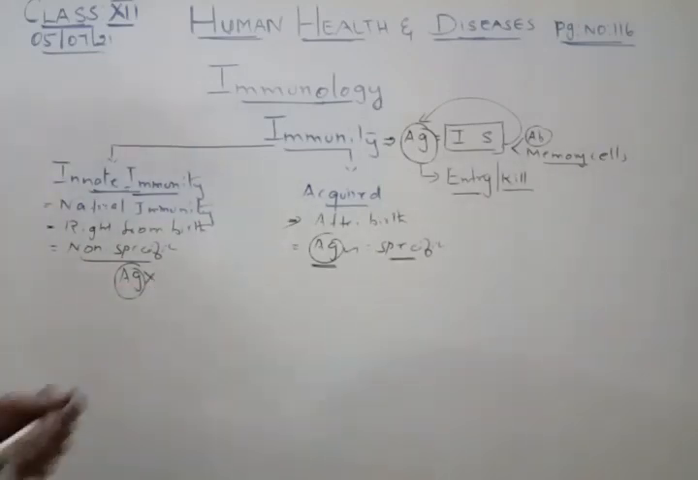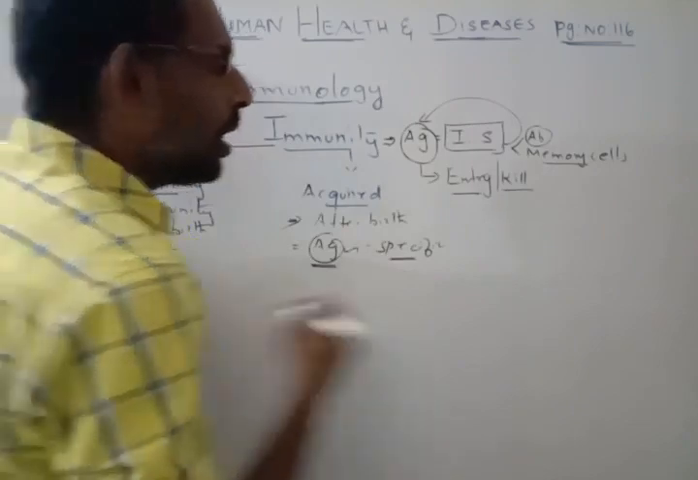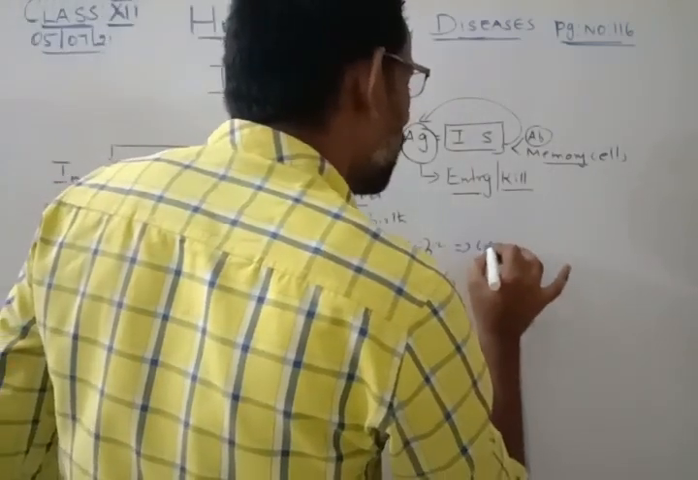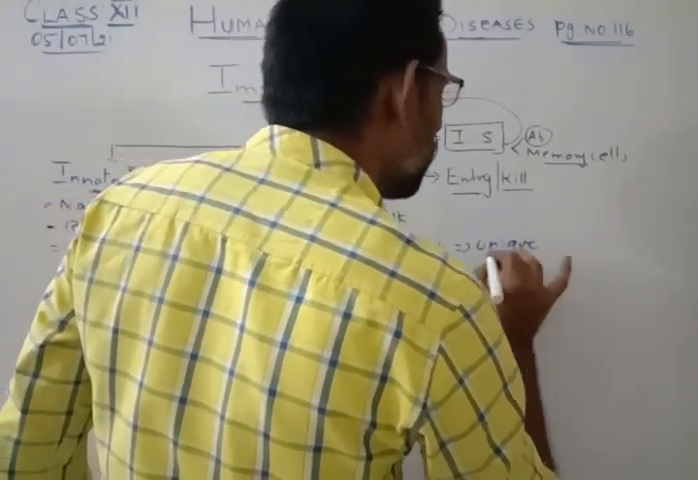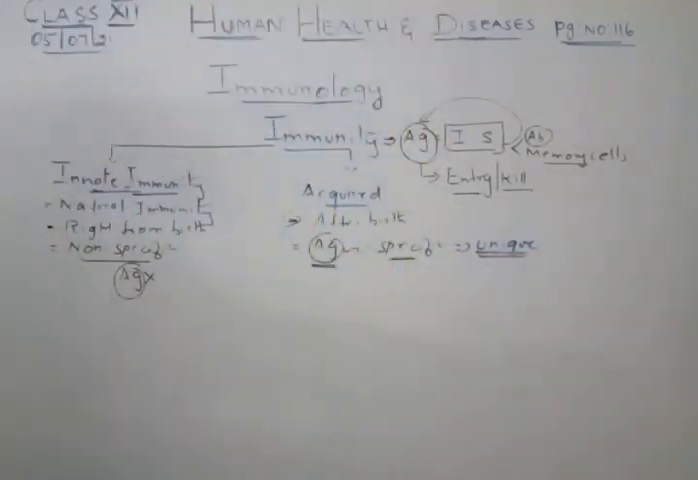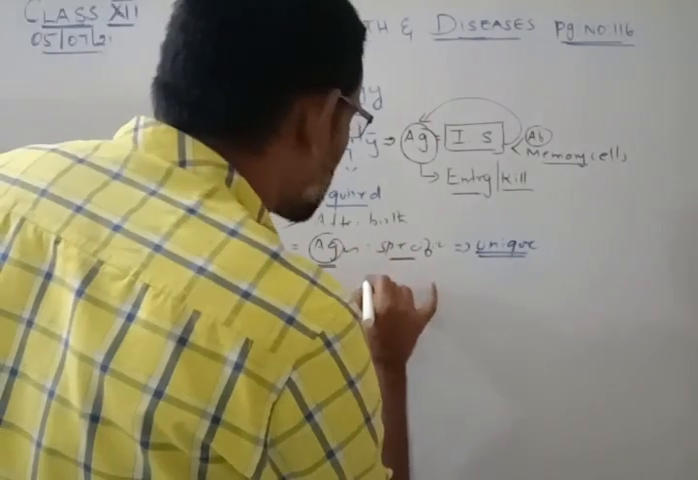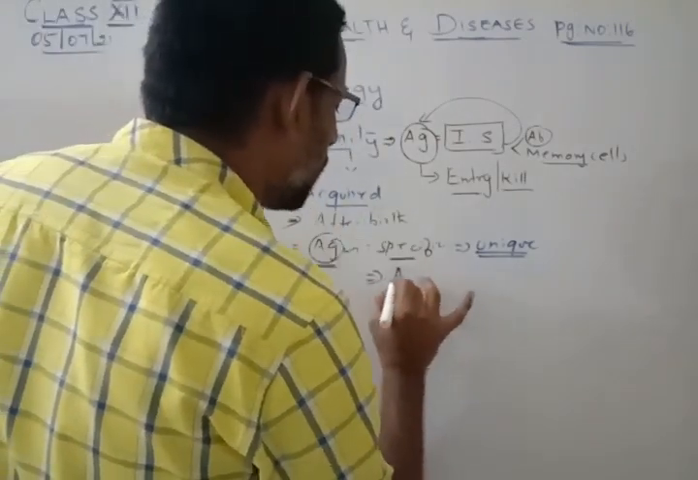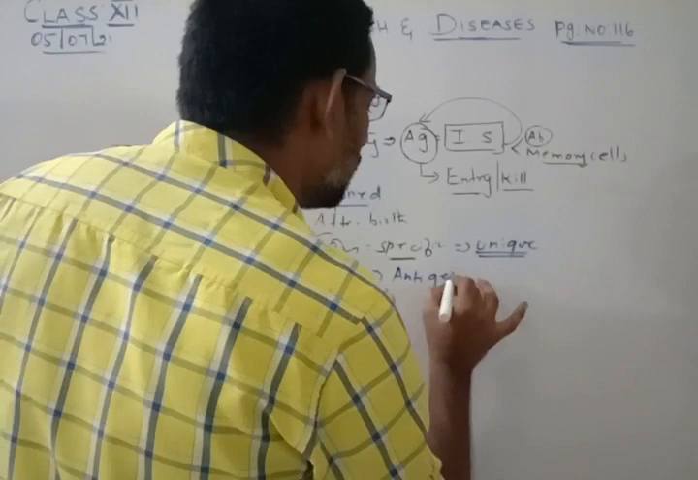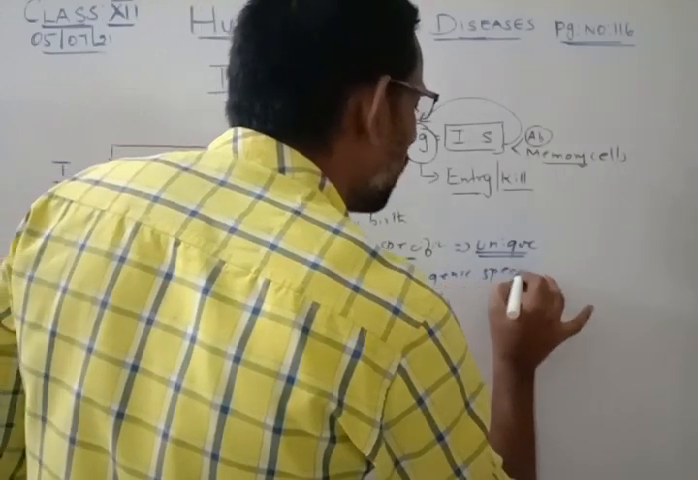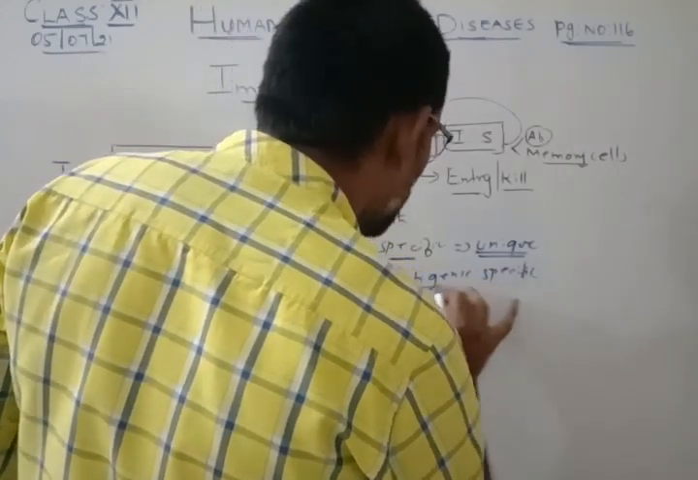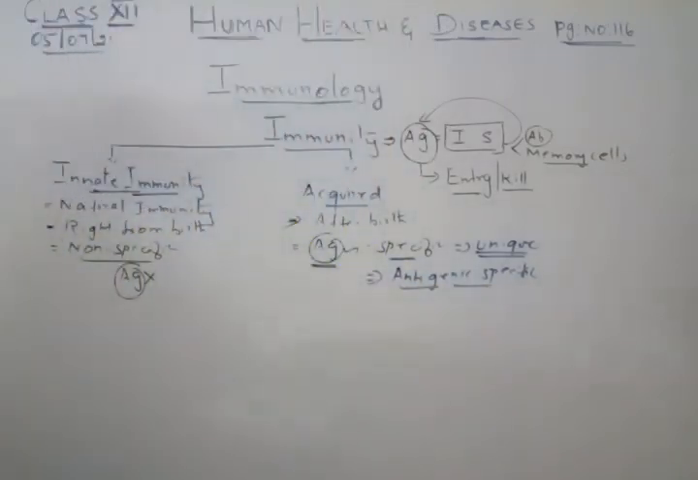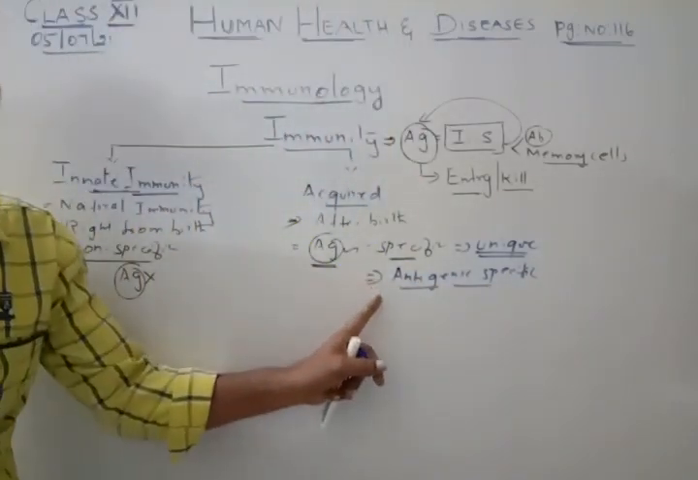So now when you talk about this acquired immunity, there are certain unique features. Why? Because since it is specific, it has some unique characters. What are all those unique features? There are three unique features. One, which we have already discussed, is that this kind of immunity is called antigenic specific. That means a particular antibody destroys a particular antigen. That is what is called antigenic specific.